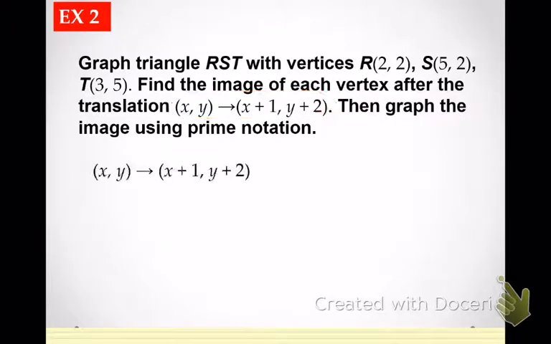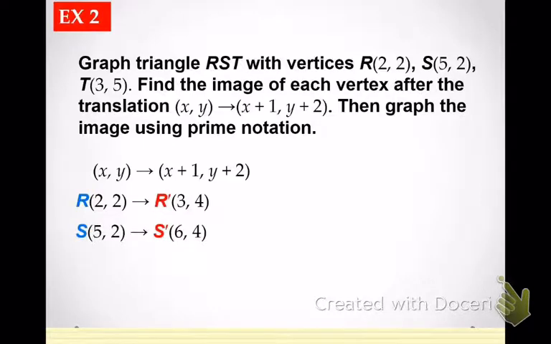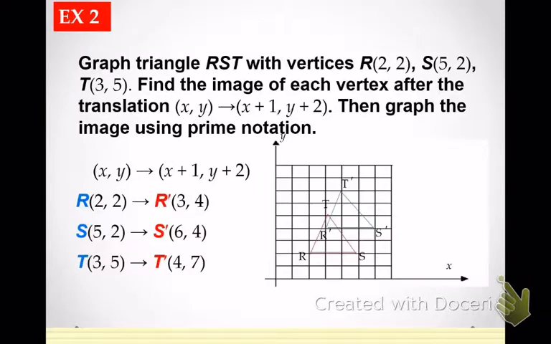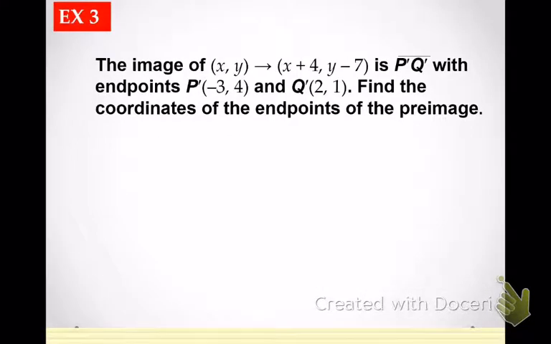Okay, so that's our rule, x plus 1, y plus 2. For R prime, we're just going to add 1 to 2 and add 2 to 2, so we get 3 comma 4. For S prime, we should get 6 comma 4. And for T prime, we should get 4 comma 7. And when we graph it, it should look something like this. So basically, our preimage has slid up and to the right. Okay? And that's pretty much all there is to it.